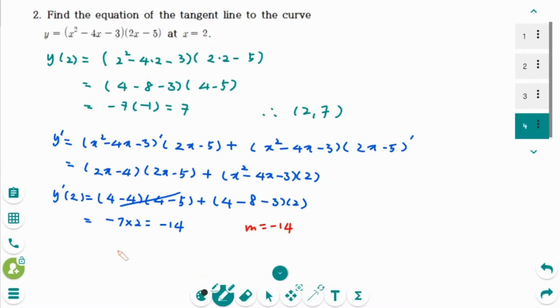Use the slope-point form. So y − 7 = −14(x − 2). y − 7 = −14x + 28. Therefore, y = −14x + 35.